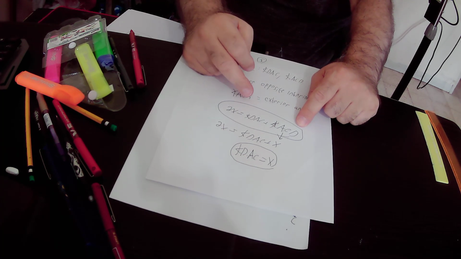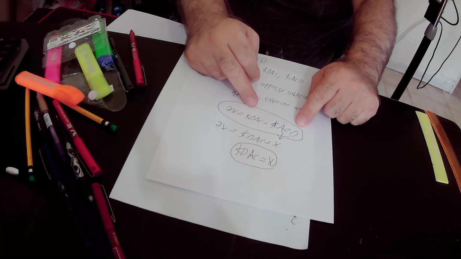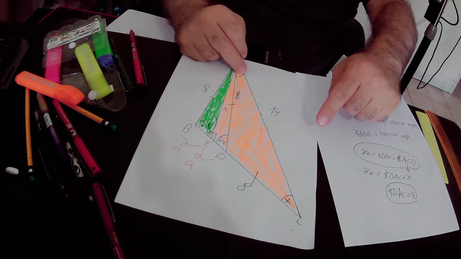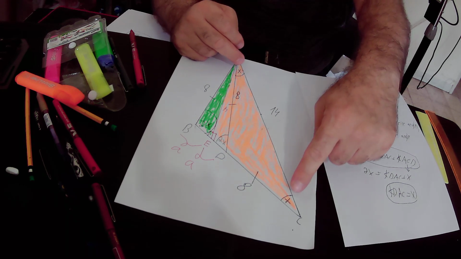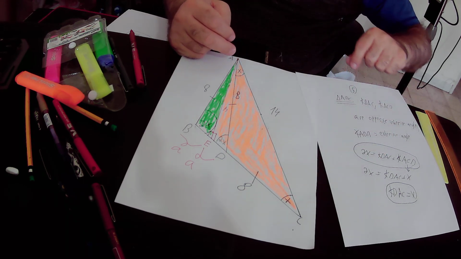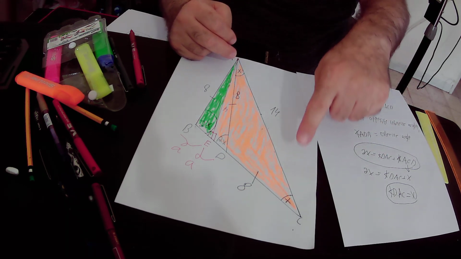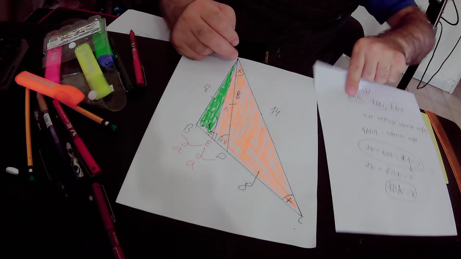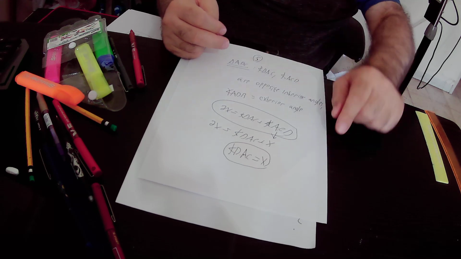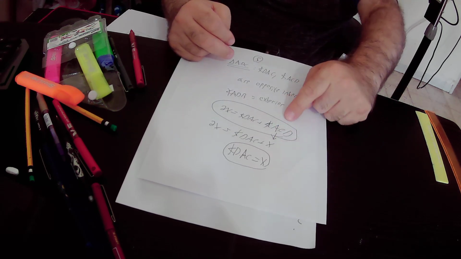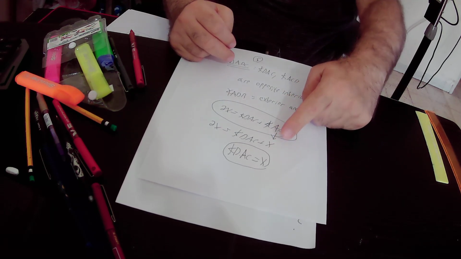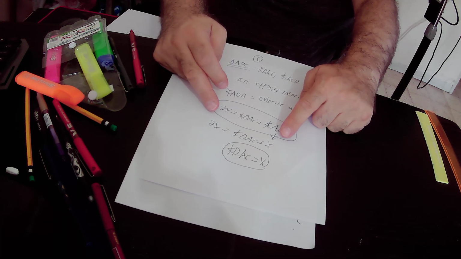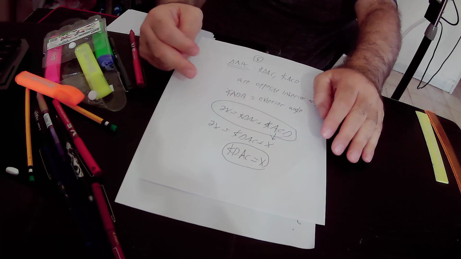It equals angle DAC, this angle, plus angle ACD. But we know that angle ACD equals x. It is given in the question. So we can substitute angle ACD by x, where we get that 2x equals angle DAC plus x.